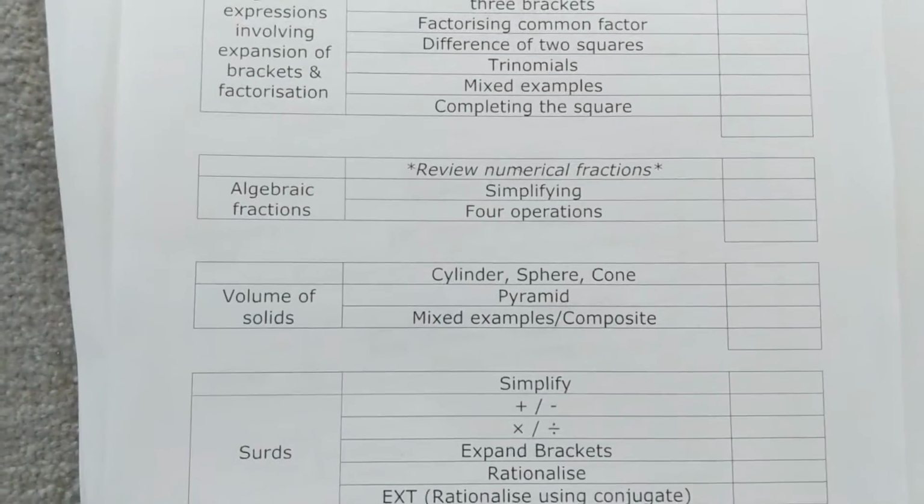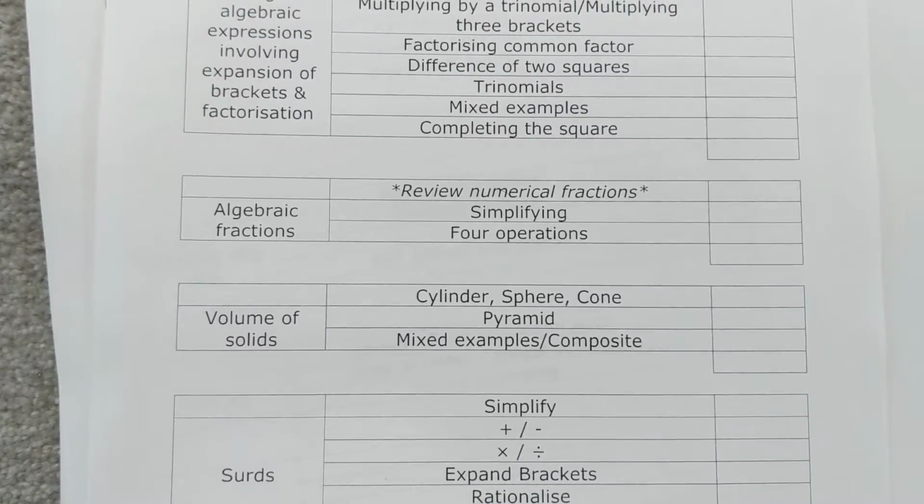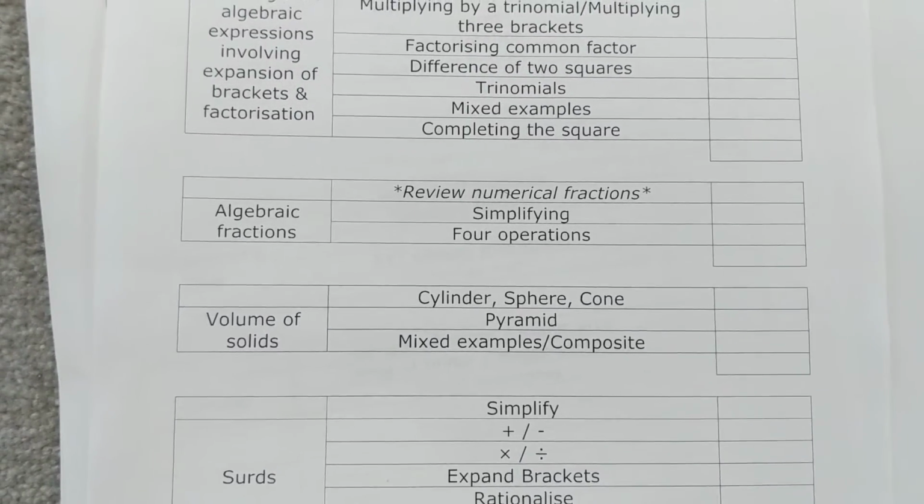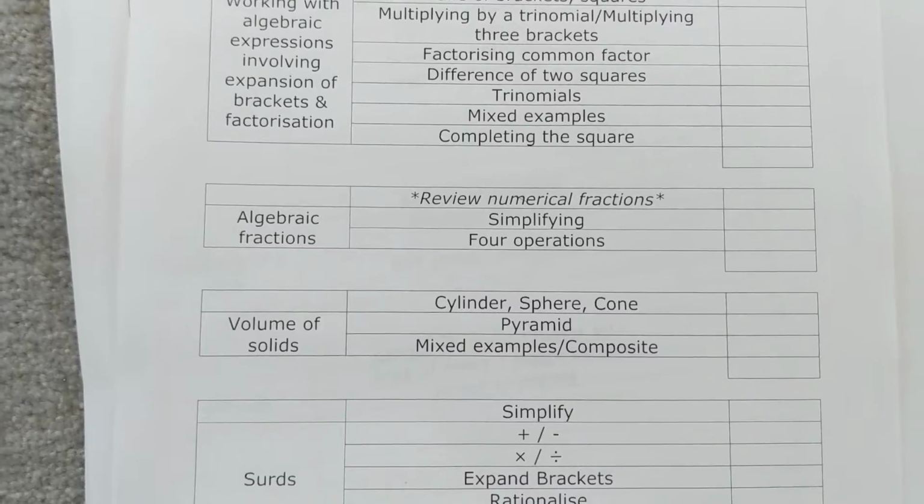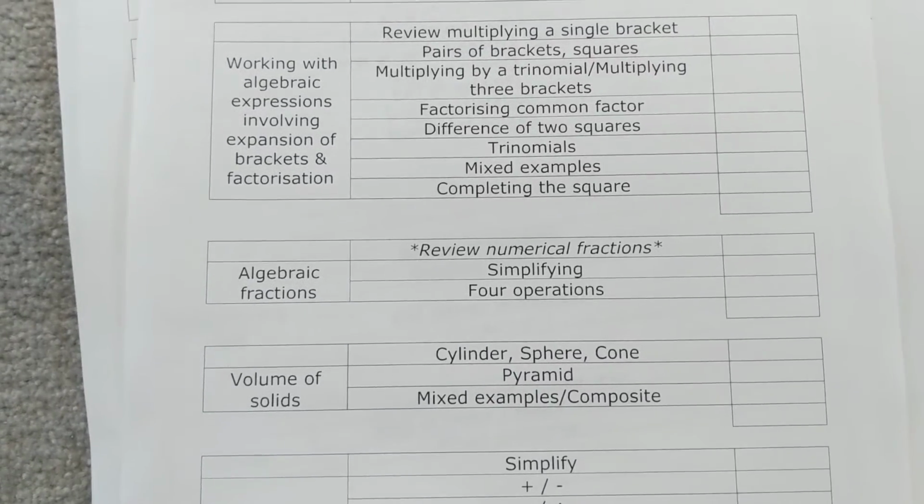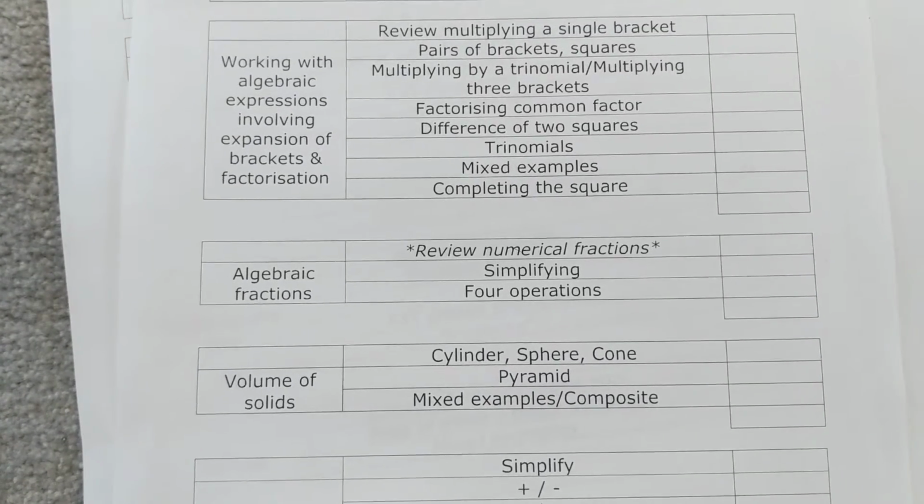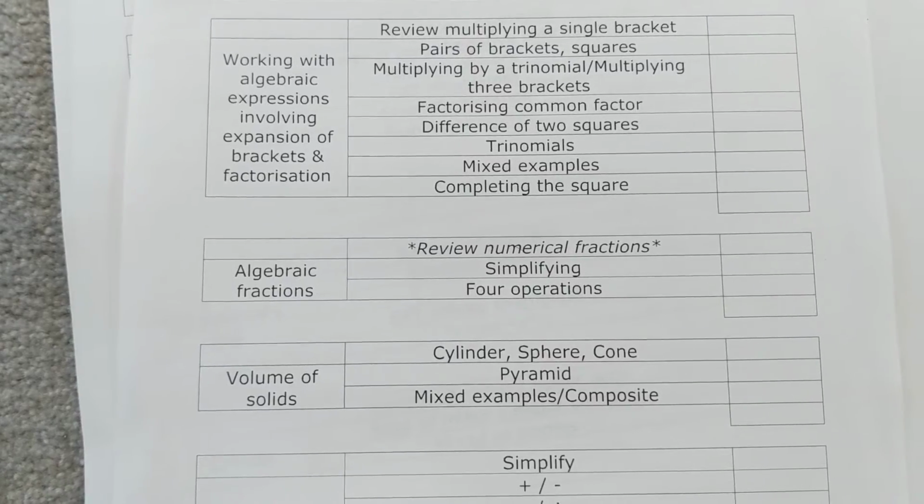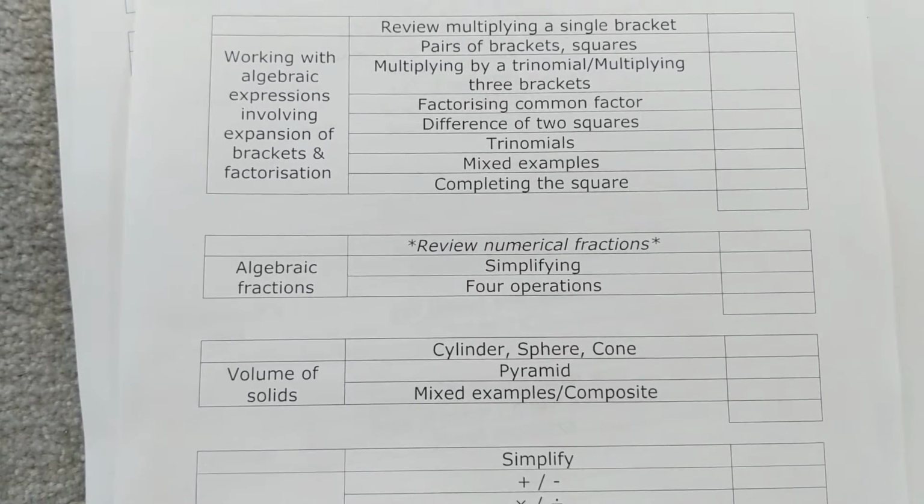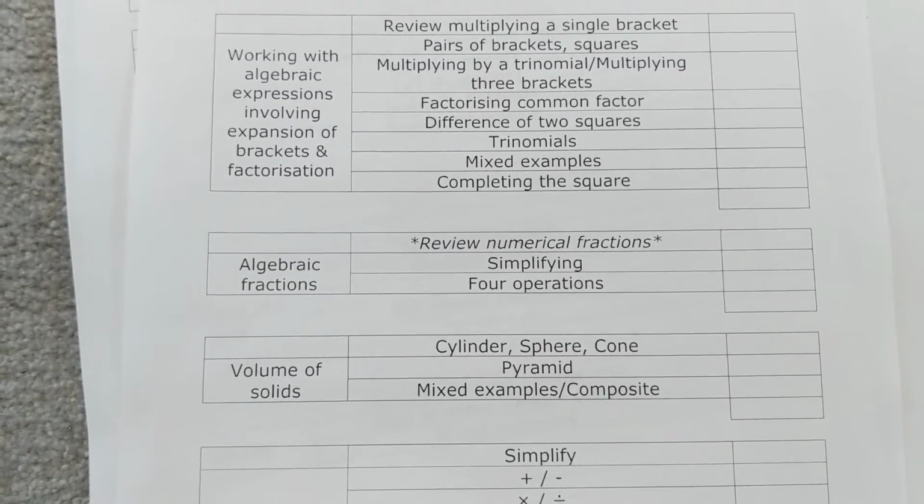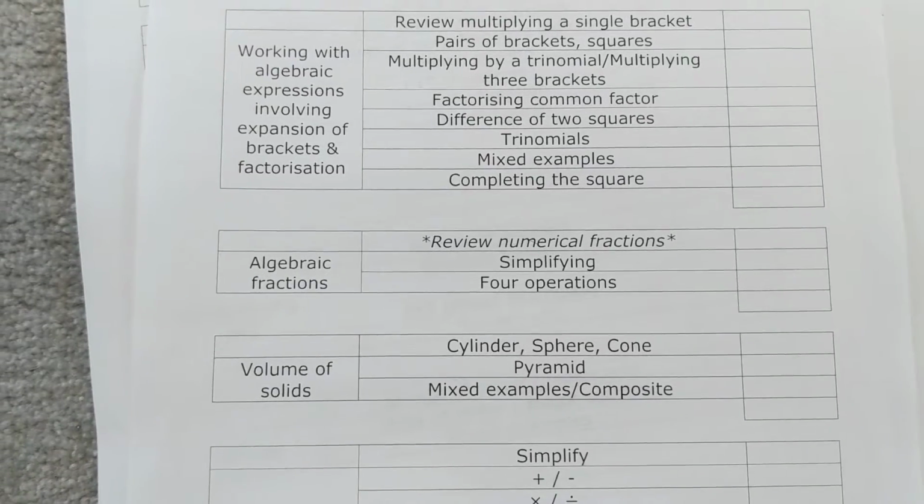For volume, in the formula list you'll have the cylinder, sphere and cone. The sphere, the cone and the pyramid in the formula list. The cylinder's not in the formula list, but it's very like the cone without the fraction. So cylinder's V equals pi r squared h. The sphere, the cone and the pyramid are all in the formula list.